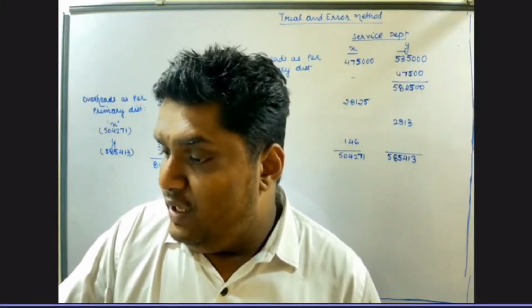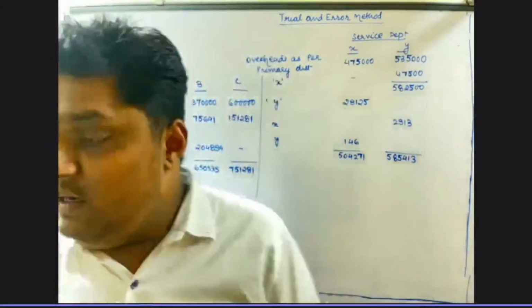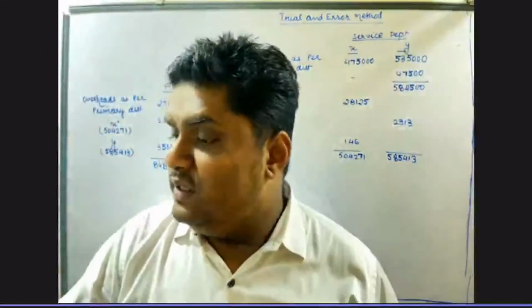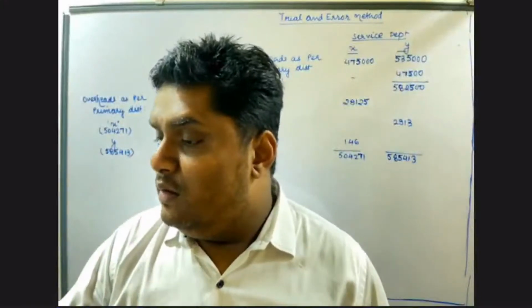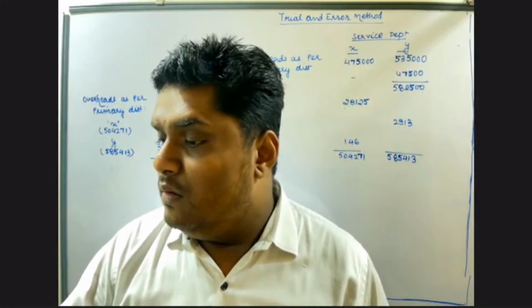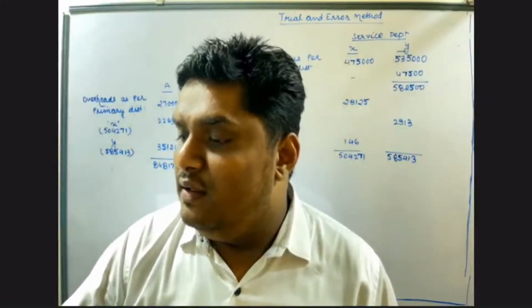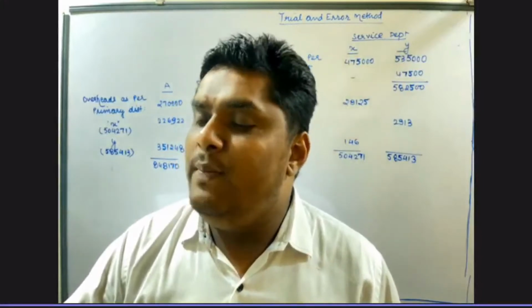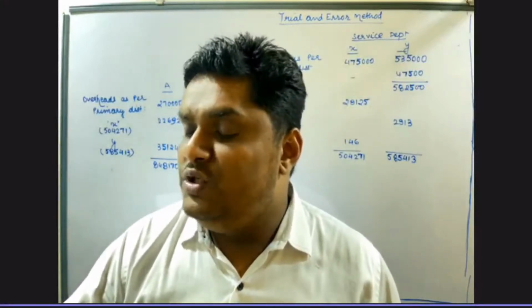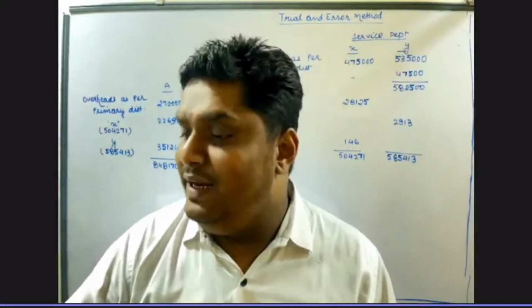Miss Vaishali, sir, 535 plus 47,500 into 5%. This is the way you have to solve, Vaishali. You are talking about repetitive distribution method. There is a difference in repetitive distribution method and trial and error method.